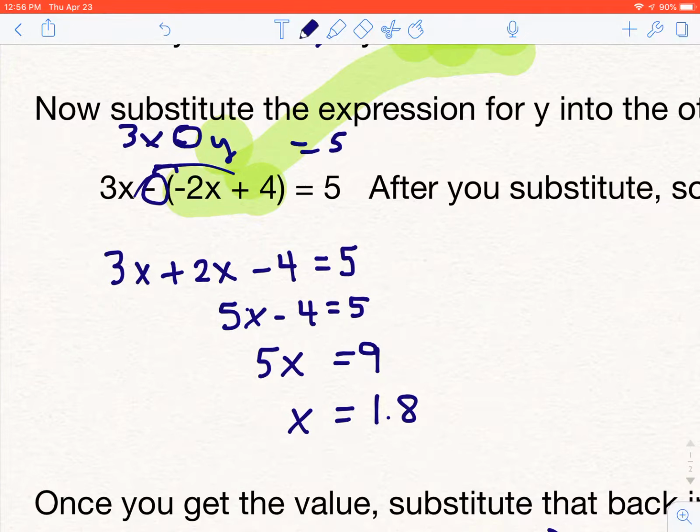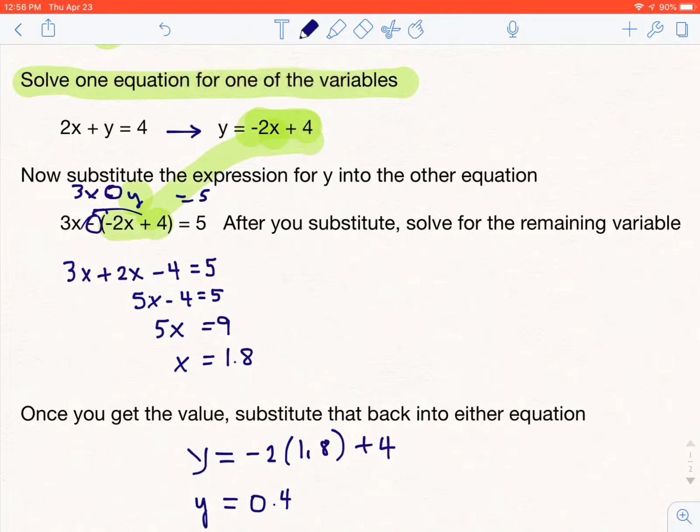So I get 3x plus 2x minus 4 equals 5, and then I solve for x, and I get x equals 1.8. If you watched the first video, that should not surprise you because it's the same example that I used when I solved by graphing using my calculator. I am not finished though, because remember I'm looking for a point, so I need an x value and a y value.